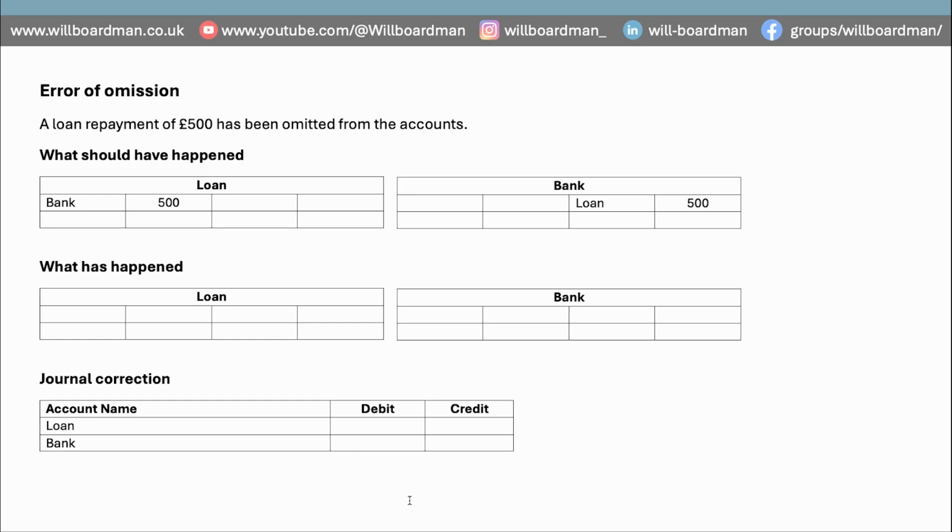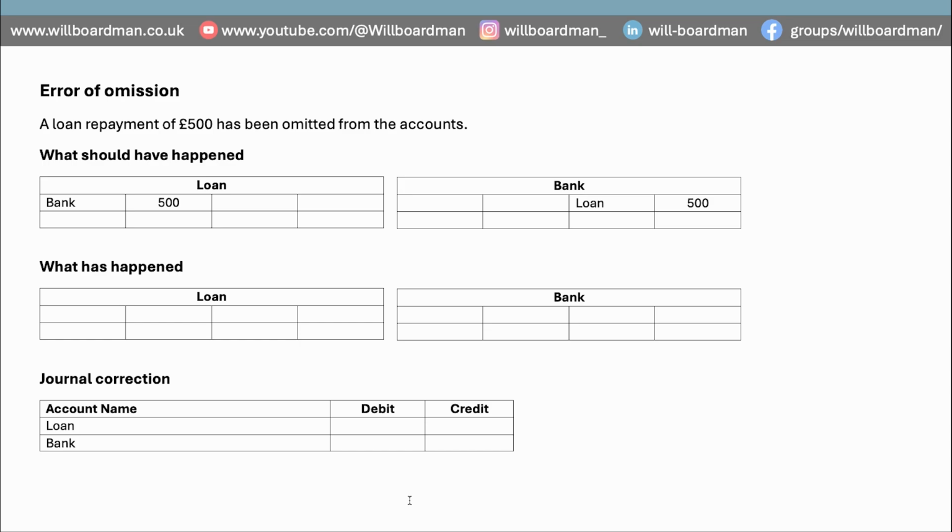Now, to record a loan repayment, it is a reduction to a liability. So a liability, such as a loan, would have a credit balance. A loan repayment would reduce that liability because we're paying back the amount that is owed. So in this example, that is £500.